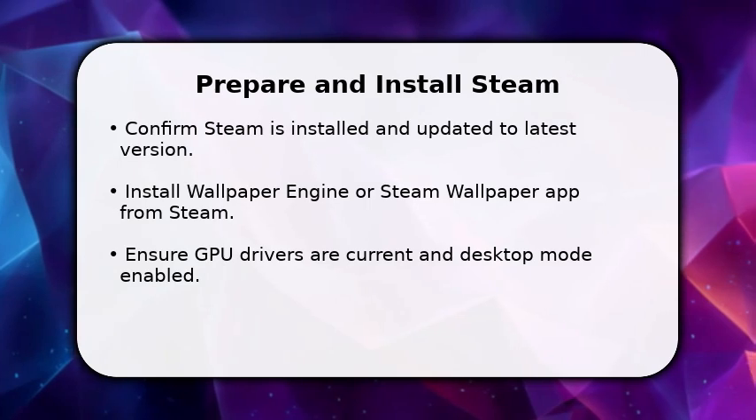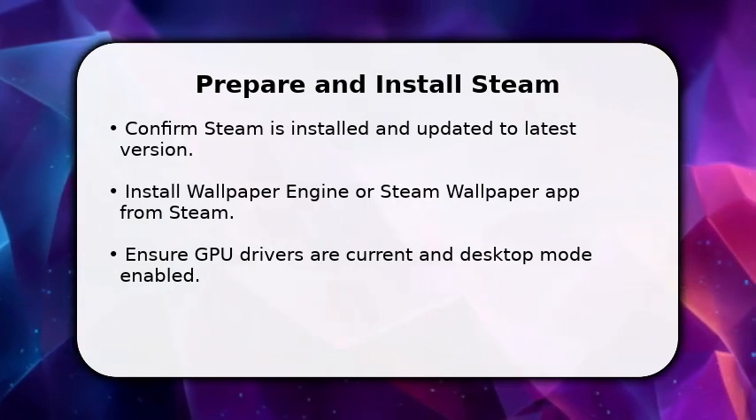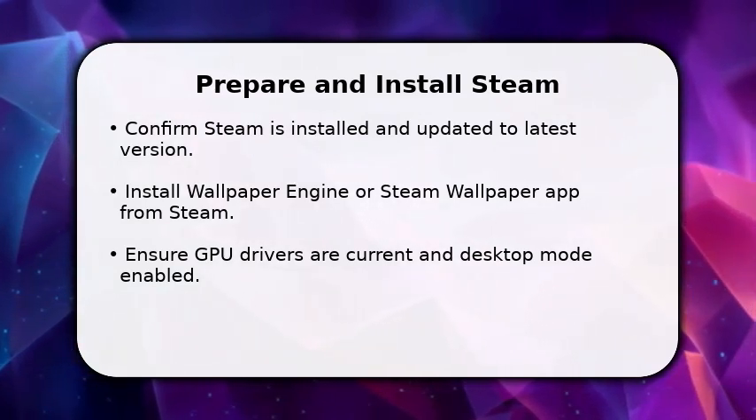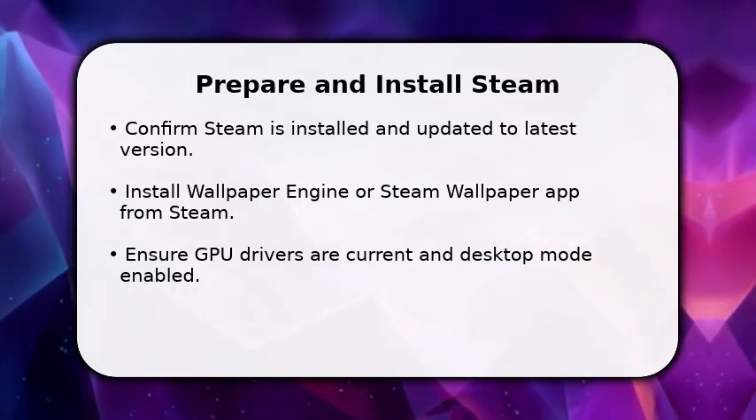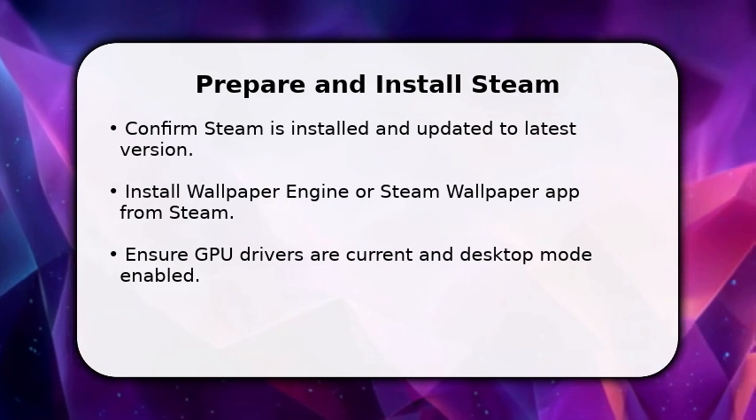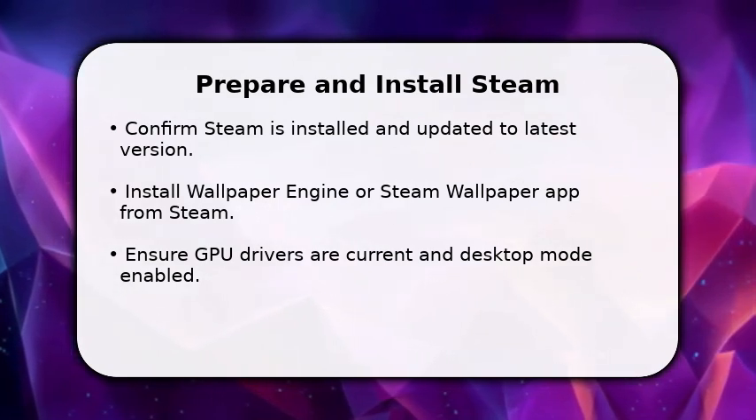You start by making sure Steam is already installed and fully updated. This avoids permission or compatibility hiccups. Next, open Steam and install Wallpaper Engine or the Steam Wallpaper app. Choose the app you prefer and hit install.